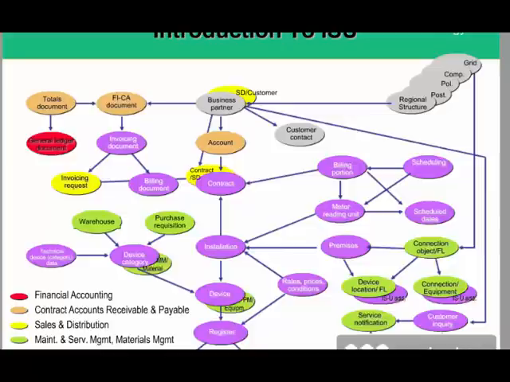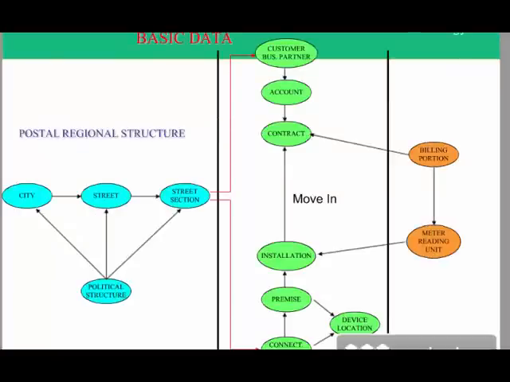This is the detailed entity relationship diagram of SAP ISU and the R3 modules. Please keep this as a reference and keep referring to it. Basically, at the top are customer, business partner, account, and contract. This is called the business master data. Down below, installation, premise, connection object, and device location are called the technical master data. These BMD and TMD are linked through the process called move-in.